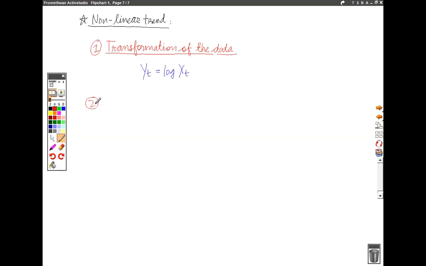Now the next step, I really like this transformation. It is known as variance stabilizing transformation.